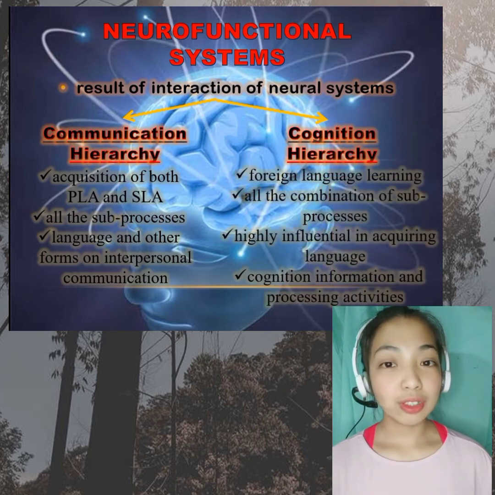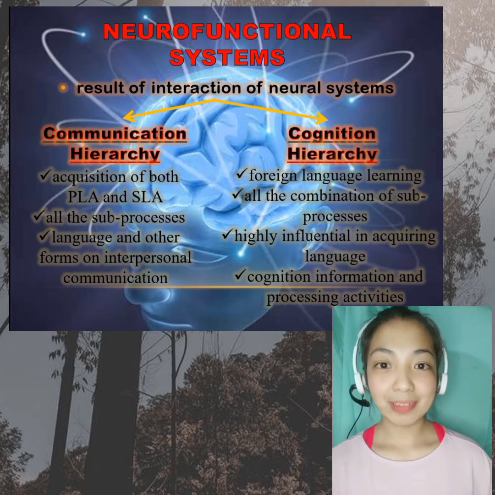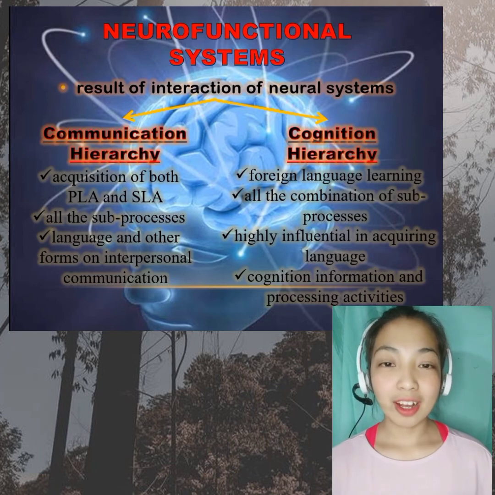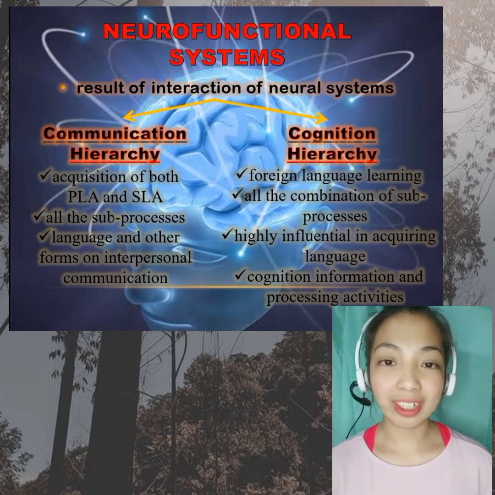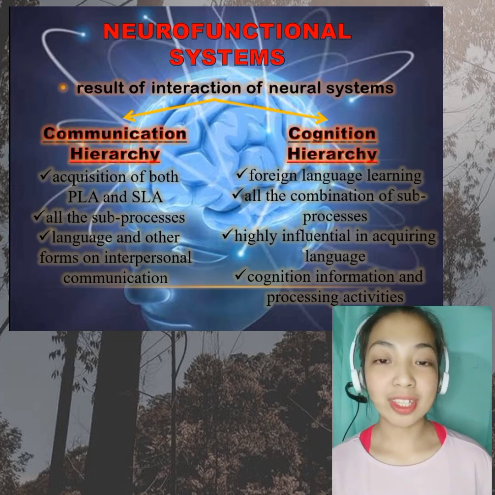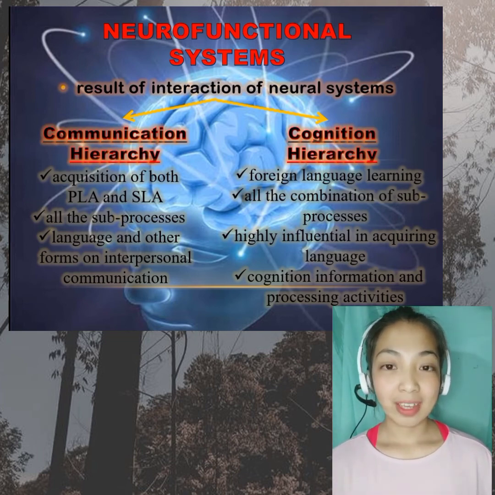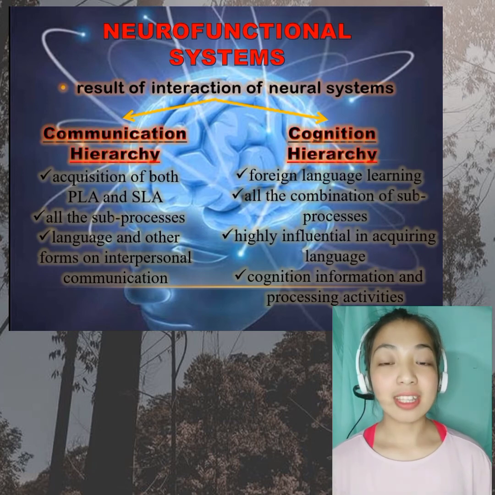Meanwhile, the cognition hierarchy is involved in learning, which is foreign language learning. It consists of the combination of the sub-processes which analyze and synthesize information. This is highly influential in acquiring language because it is through comprehension that language can actually be applied. This hierarchy also controls the cognitive information and processing activities which are also part of language use. Remember that these networks of knowledge develop as the neural systems of infants mature.